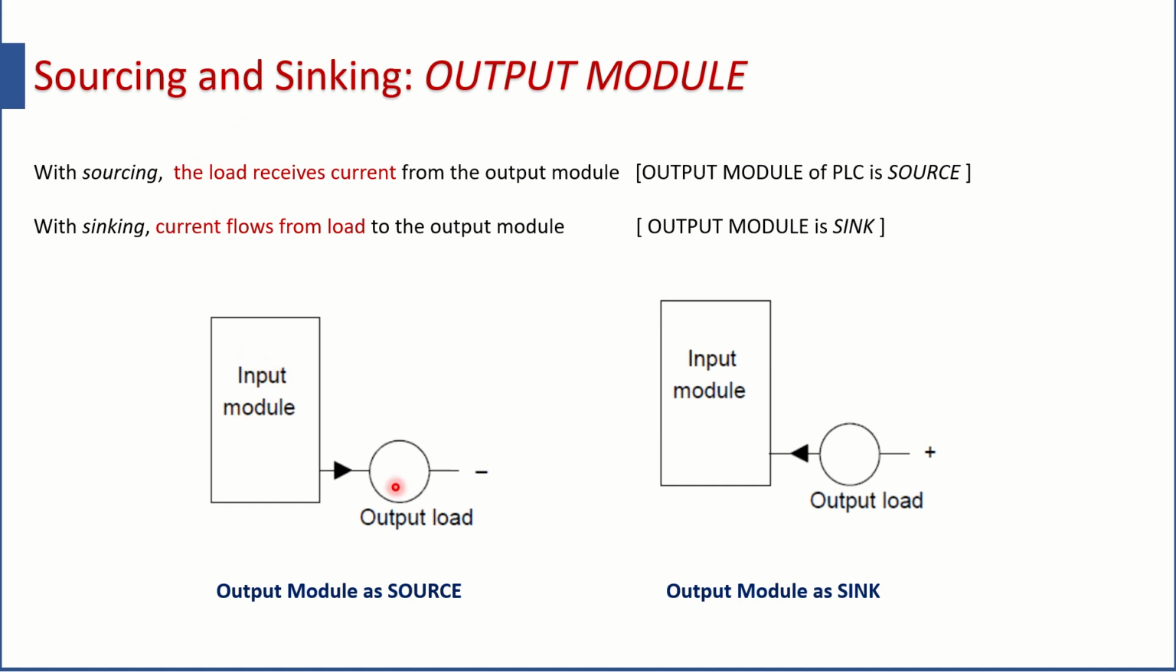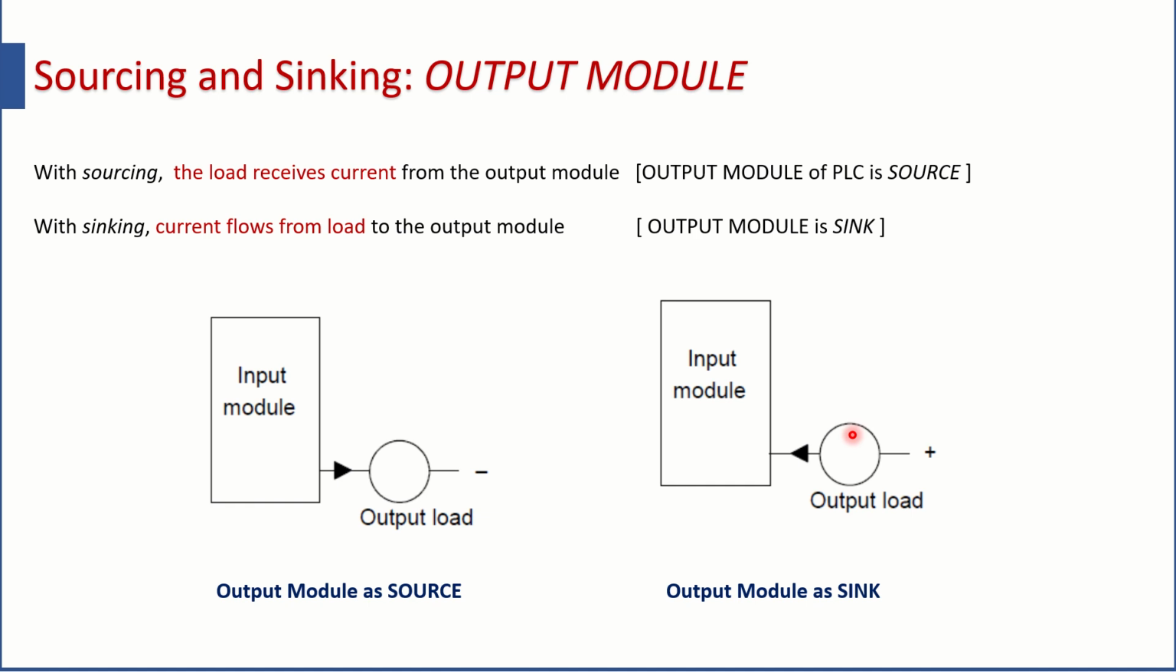Okay. So here the load is receiving the current from the output module, while in sinking the load is putting current into the output module. So in this case the output module is working as a source, and in this case the output module is working as a sink. If the output module is working as a source, then definitely the load is in sink condition, and if the output module is working as a current sink, then the load is in source condition. So please be very sure about this.